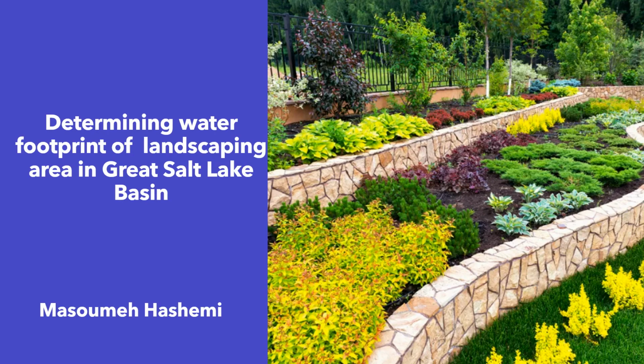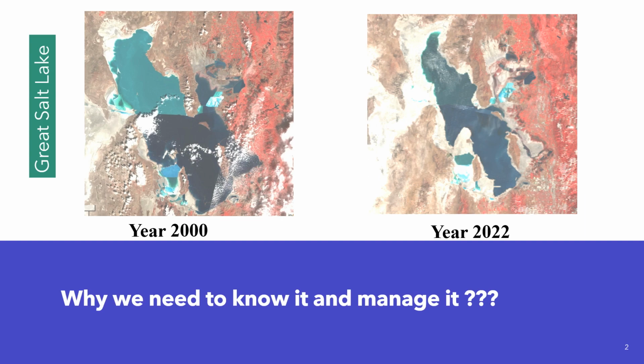Here in this study, I'm going to talk about how I use remote sensing to determine the water footprint of landscaping area in Great Salt Lake Basin. I used Landsat 7 to create the map of the lake in 2000 and 2022. As you can see, the area of the lake has been decreasing, which makes a lot of problems.